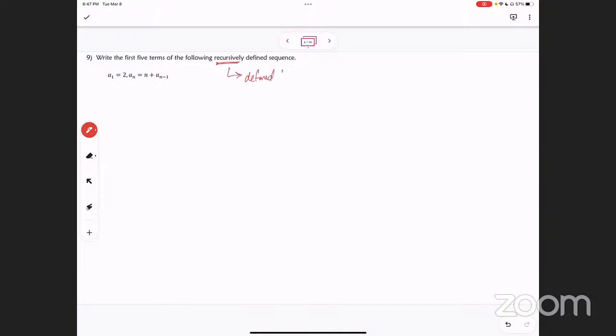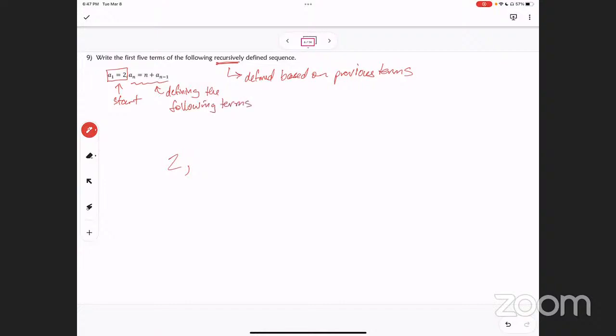Defined based on previous terms. That's what the n minus 1 means, right? The answer before. So what this is saying is, notice they have to give you a starting point. So this is where you start. It says the first term is 2. And then look at what this says. The nth term is equal to whatever n is plus the previous term. So this is defining the following terms.